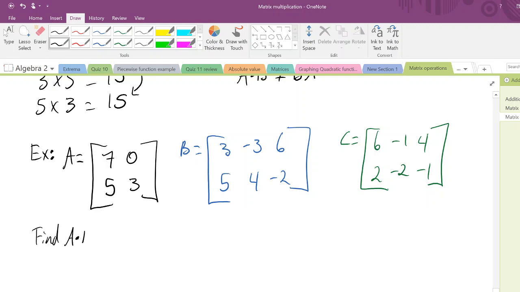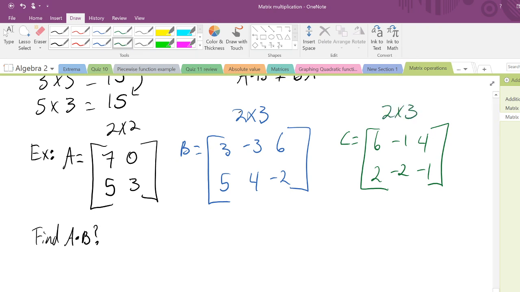A times B. So let's find the dimensions. A is a 2 by 2, right? B is equal to a 2 by 3. And C is a what? 2 by 3 as well.